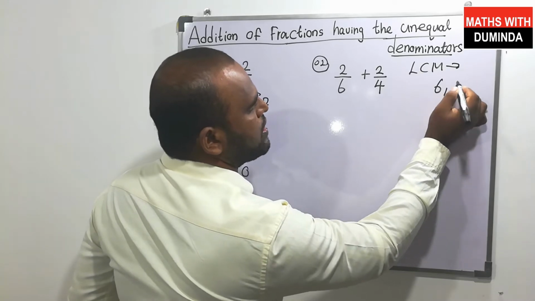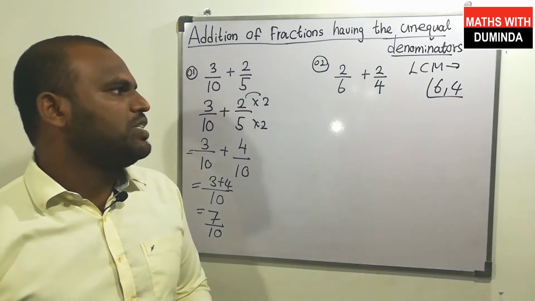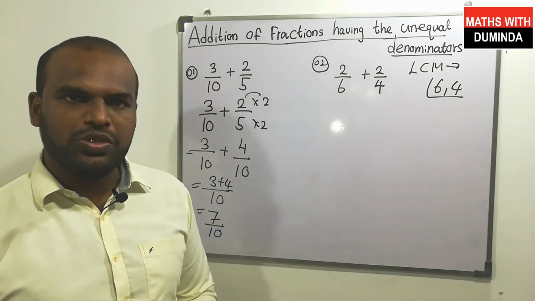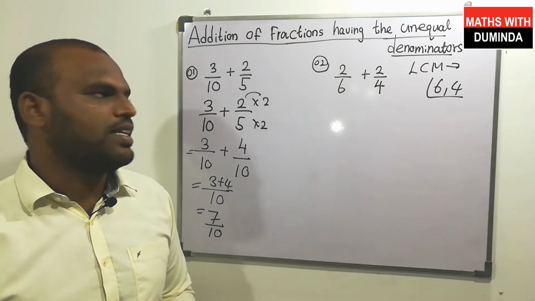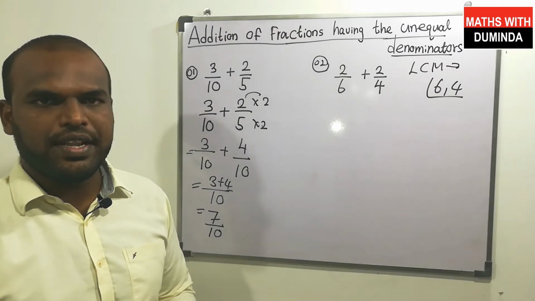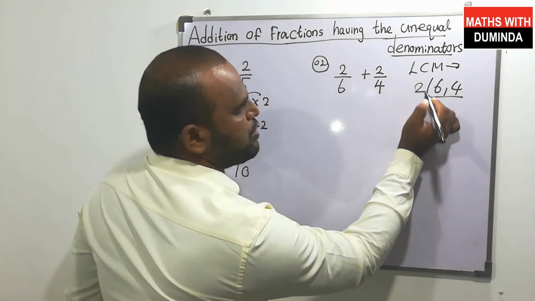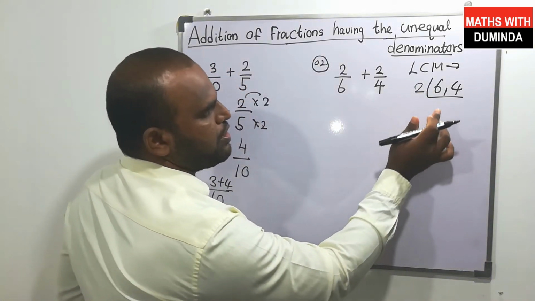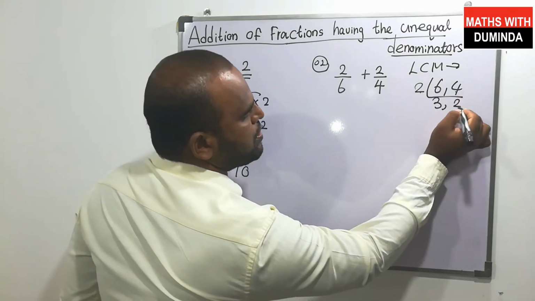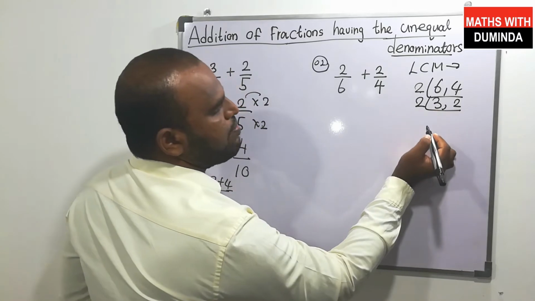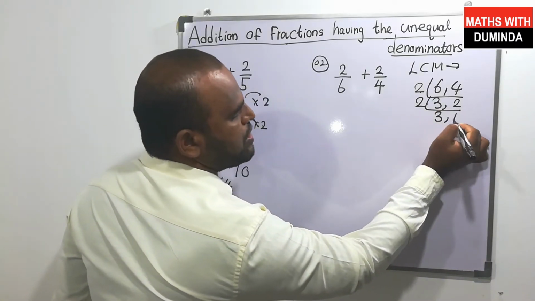So 6 and 4. How to get the LCM of these two digits? We need to divide these two digits by prime numbers. What are prime numbers? Numbers that are divisible only by itself and 1. The smallest prime number is 2. Let's divide by 2 because both digits are divisible by 2. 6 divided by 2 is 3 and 4 divided by 2 is 2. So again divide by 2. 3 is not divisible by 2, therefore we write it as it is, and 2 divided by 2 is 1.